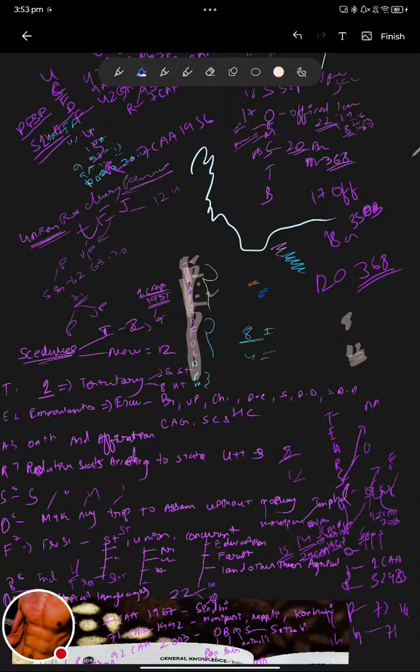Then this is a scheduled right. Then this other scheduled right. And the short form is O. Then F is federalism, division of power between state, center, and concurrent. And O is official languages.